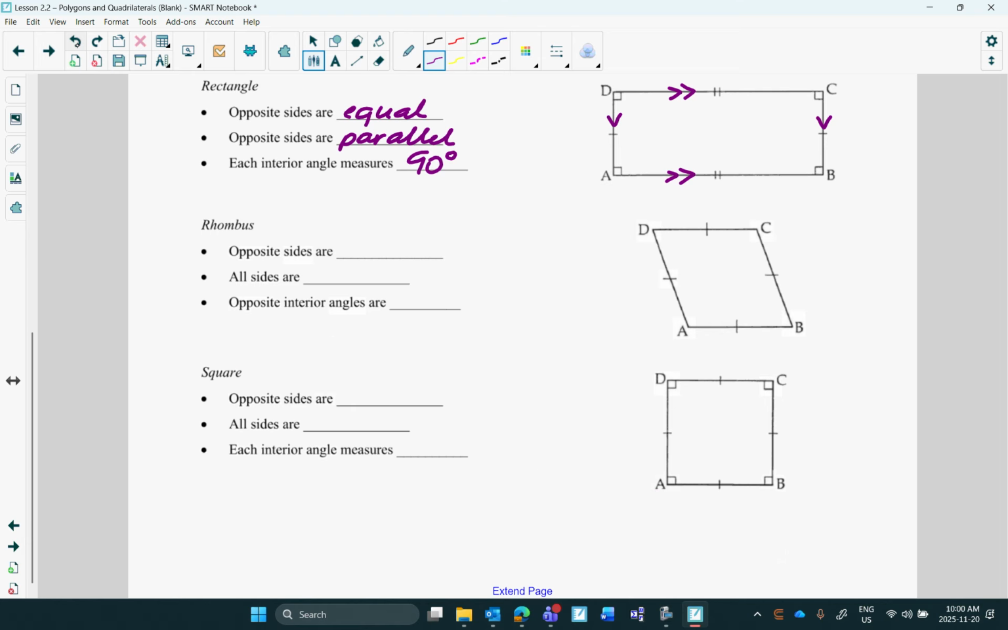A rhombus. What can we say about the opposite sides of a rhombus? They're equal. What else are they? We just talked about it. Parallel. Okay. So I'm going to add that. So the opposite sides are parallel. I'm not going to say the opposite sides are equal because in a rhombus, all of them are. So we would say all sides are equal.